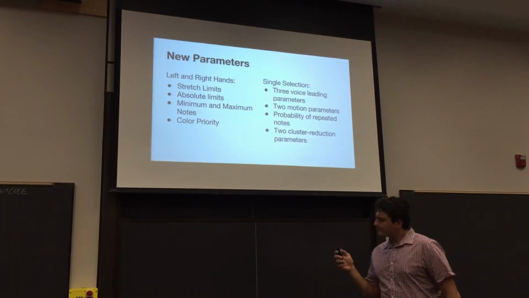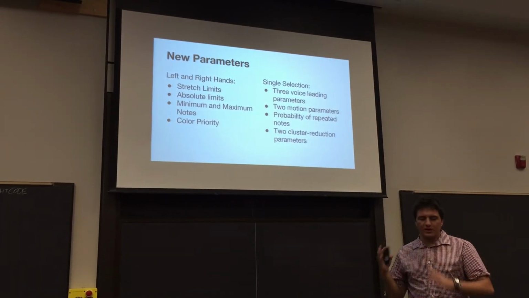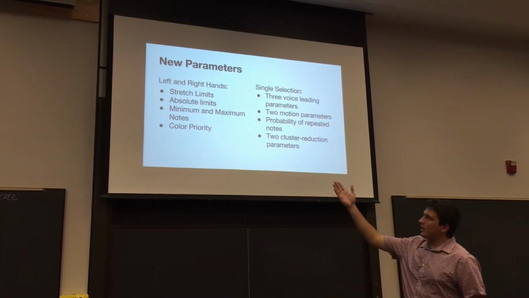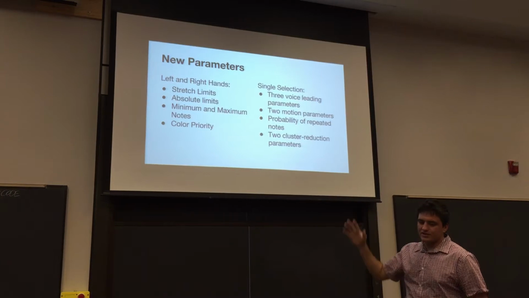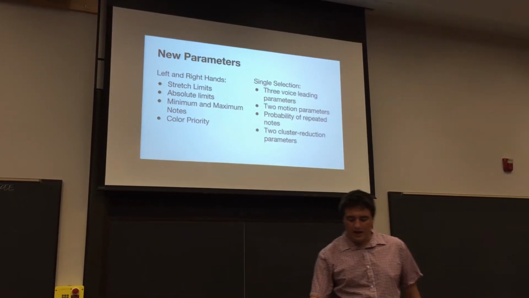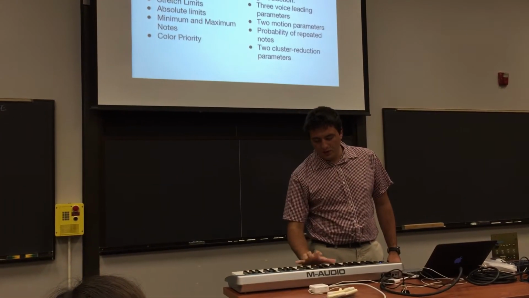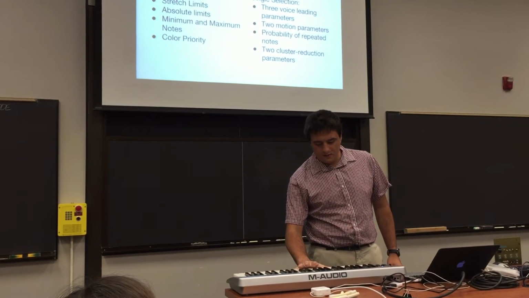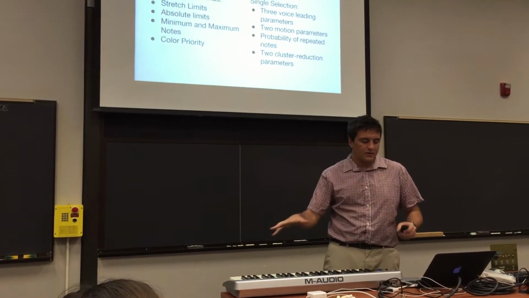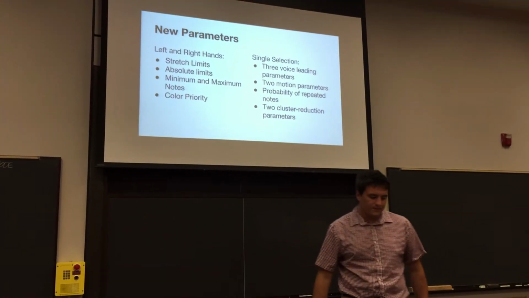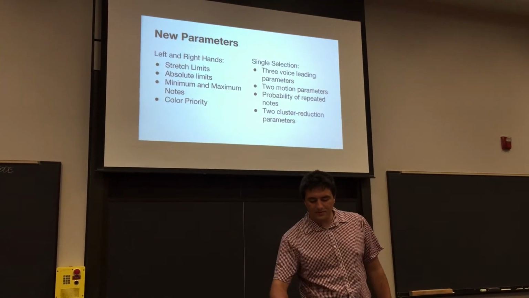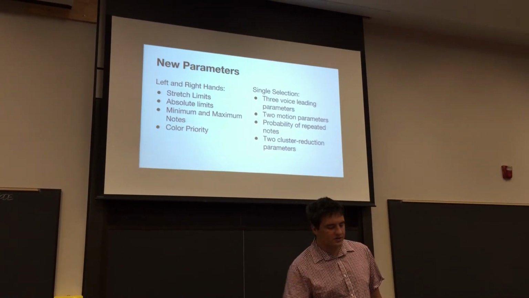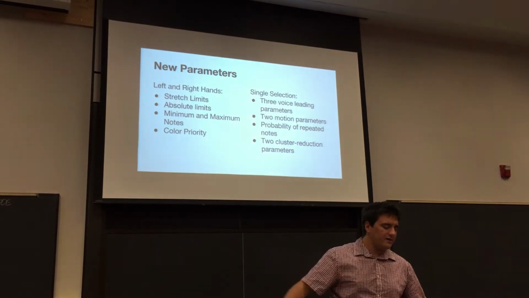Our parameters, some of them, well, we're trying to mimic a human's hand while playing the piano. So we've got left and right hand parameters such as stretch limits. For example, some people can stretch a 5th. I personally can stretch about an octave and a 4th. So you can tailor that to how much you want the hands to stretch. Absolute limits say maybe you don't want to go above this E here or below this C here because otherwise it sounds muddy or too high.